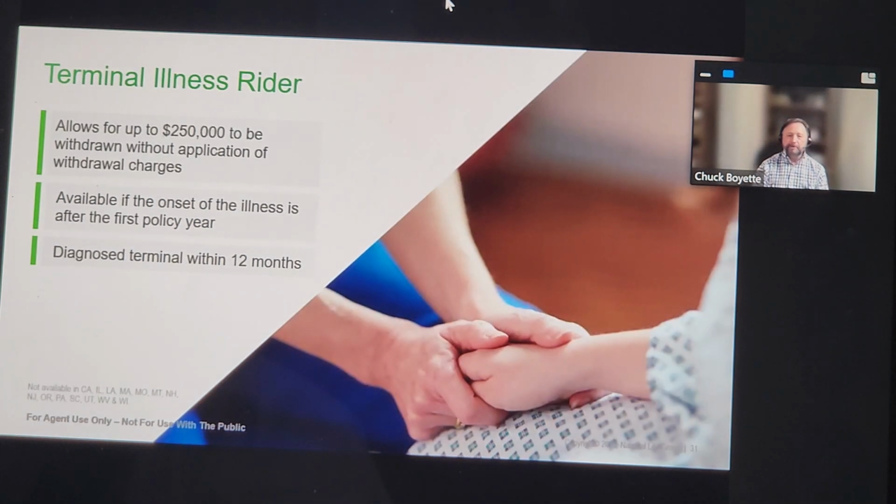We also have the terminal illness rider that we mentioned. It allows for up to $250,000 to be taken out without any charges. It's available, at the onset of illness, after the first policy year, and does require a terminal illness diagnosis that's going to result in death within 12 months. But it's a way to give them access to their money when they need it the most.